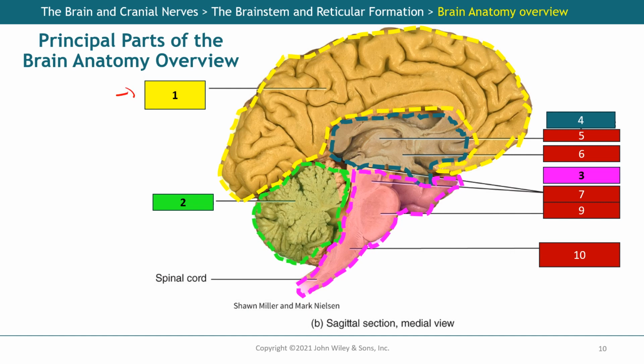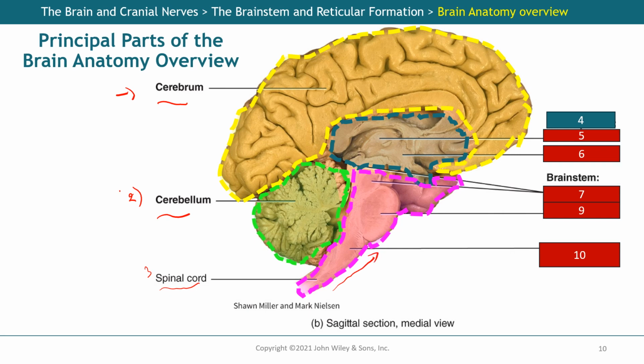So number first, the largest part of the brain is the cerebrum. Then number two, here posterior to the brainstem, we will have the cerebellum. Here you see starting the third part, you have here the spinal cord that will be the continuation, and it will continue with the brainstem, and number four in the middle of the brain, and on top or superior to the brainstem you will have the diencephalon.